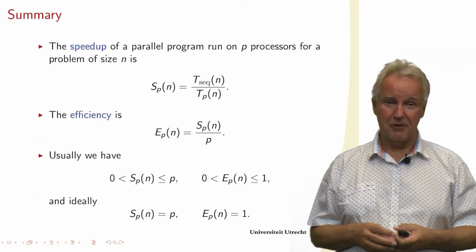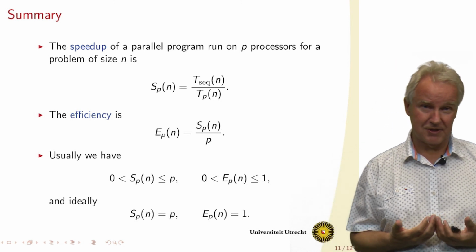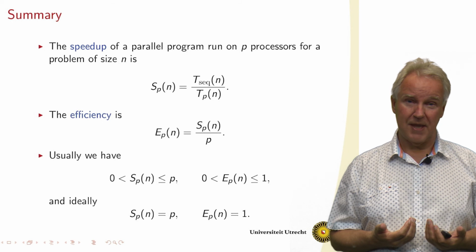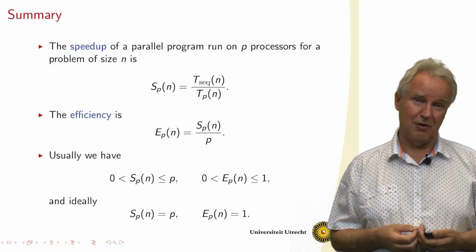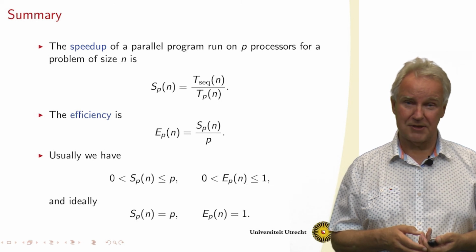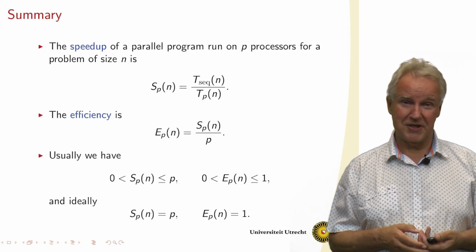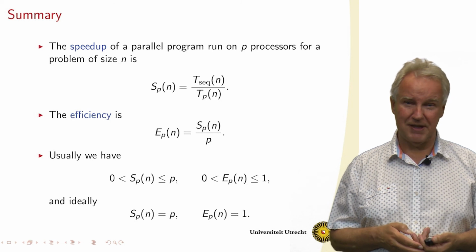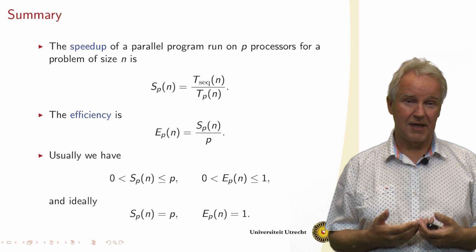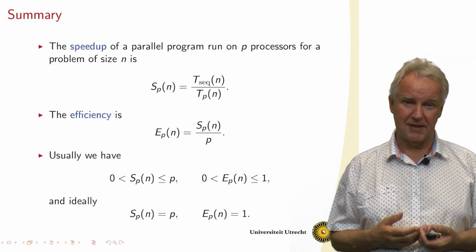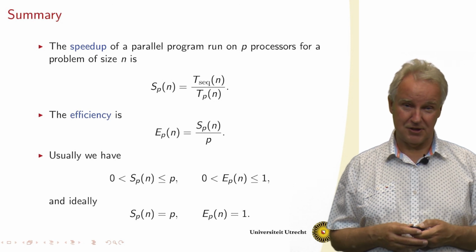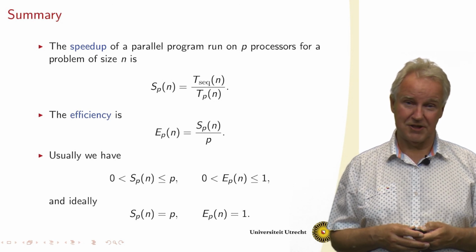To summarize, we've learned a few metrics for presenting the quality of an algorithm. The speedup, S_p, of a problem of size n is the sequential time divided by the parallel time for p processors. The efficiency is this number divided by p, and usually we have speedup between 0 and p, efficiency between 0 and 1. Ideally, we would like to have the upper bounds: the speedup p and the efficiency 1.